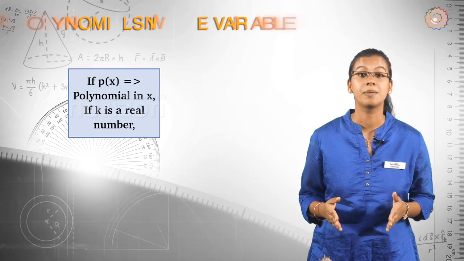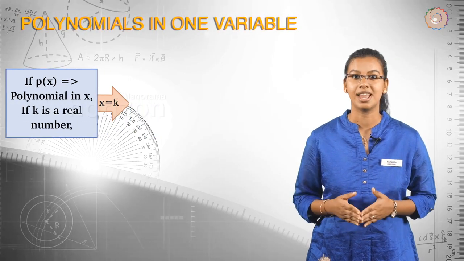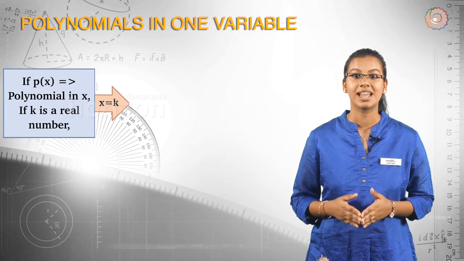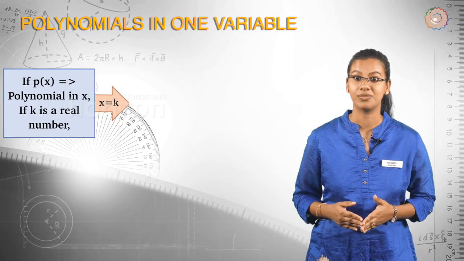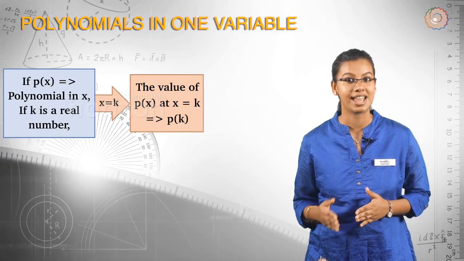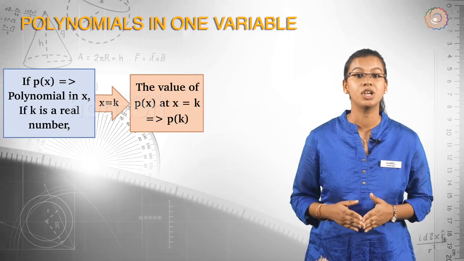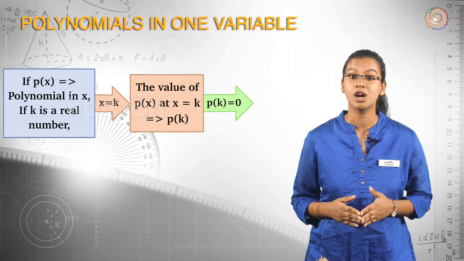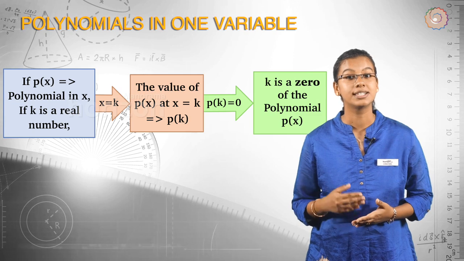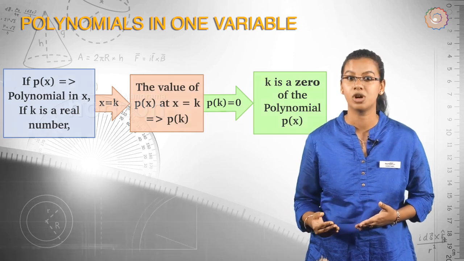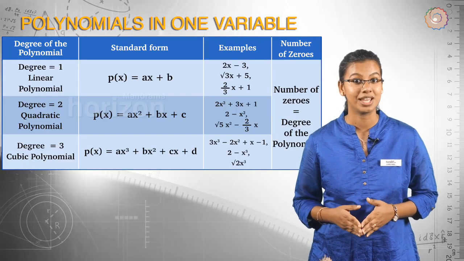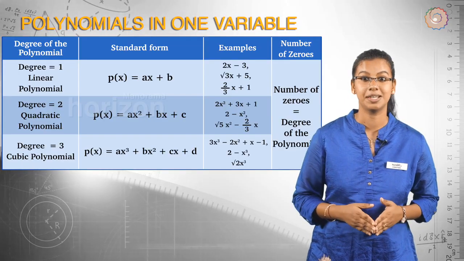If p of x is a polynomial in x and if k is any real number, then the value obtained by replacing x by k in p of x is called the value of p of x at x equals k and is denoted by p of k. Also, if p of k equals 0, then k is called a zero of the polynomial p of x.